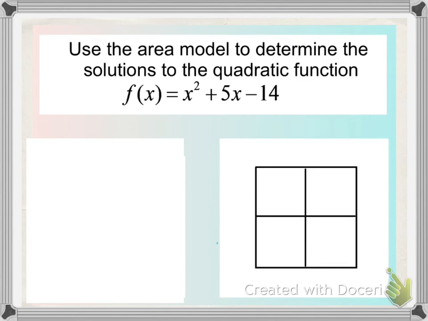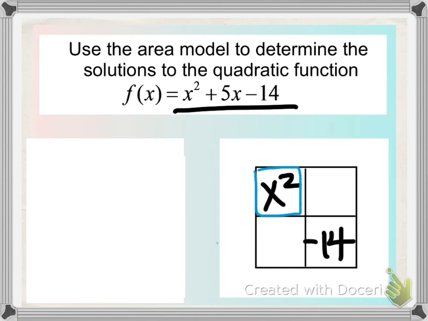Last example. If I want to factor x squared plus 5x minus 14, I put my first term in the first box, my last term in the last box, and I want to find my factors. So the factors of x squared are x times x, and the factors of negative 14 are 7 and 2. But I need one of them to be negative. And sometimes you just have to try and see. Let's let the 2 be negative and the 7 be positive.